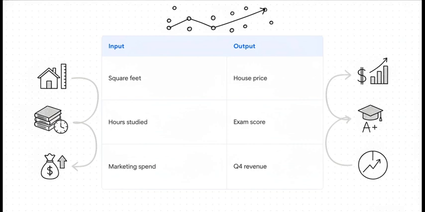So you give the model examples. Maybe your input is the square footage of a house, and you show the model the output, which is the house price. Or maybe you take hours studied and map that to an exam score, or marketing spend mapped to Q4 revenue. Regression just finds the best line to map those inputs to outputs. And once you have that line, you can use it to predict the output for entirely new inputs you've never even seen before. Honestly, that is the whole game right there.